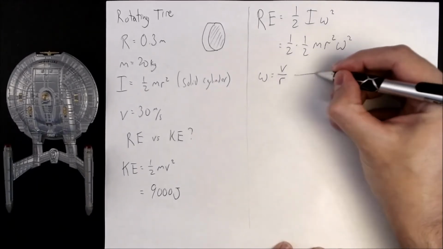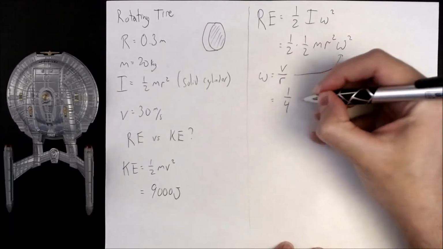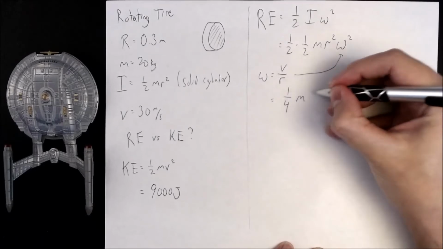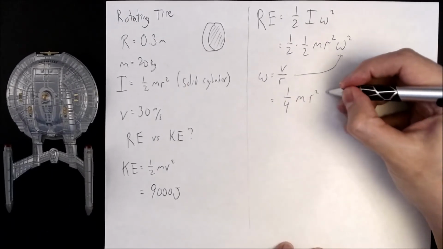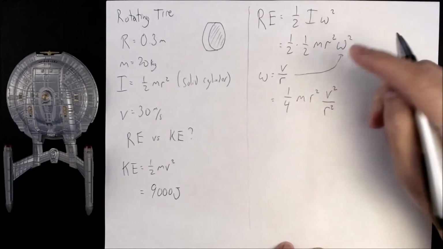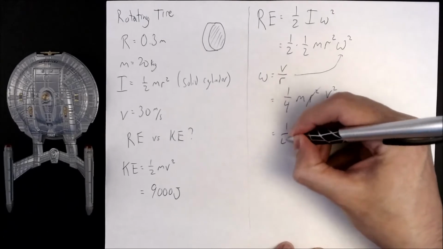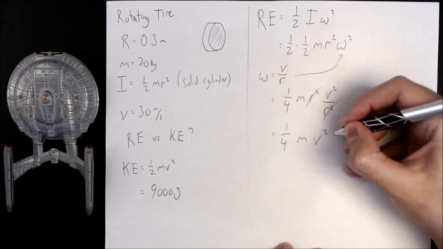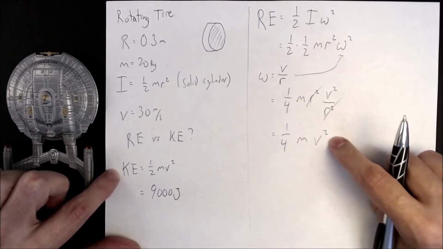So if we apply this in there, then we get that this is equal to 1/4 times m times r squared times v squared over r squared, plugging that in there. Those cancel out. You get 1/4 m v squared. Oh, look, that's kind of suspicious, but it's true.